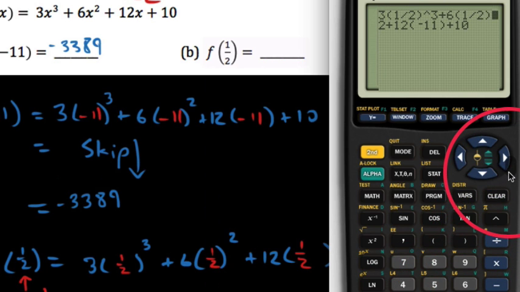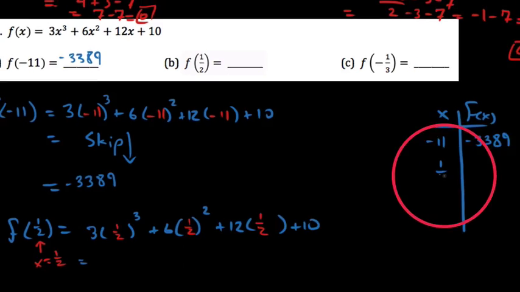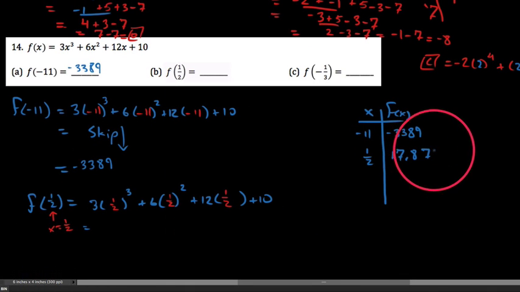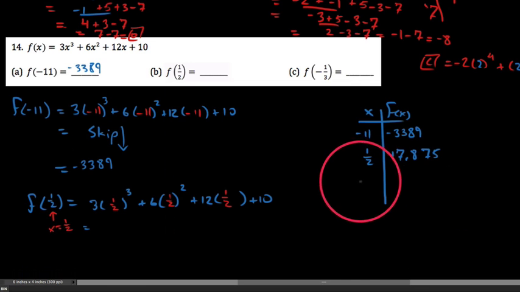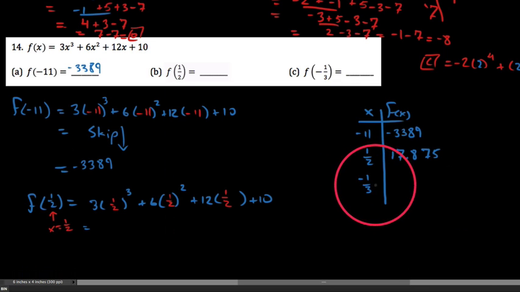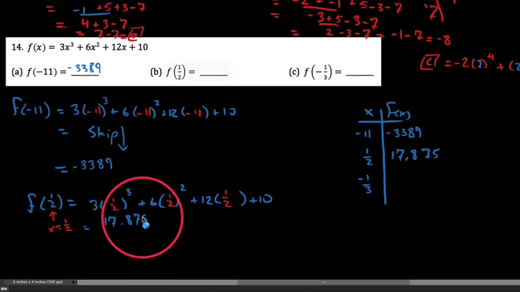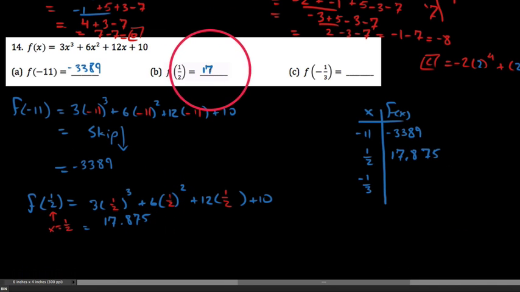So I'm going to go through here and I'm going to put a half in for all of my x values. 1 divided by 2, and hit enter, get 17.875. So when we go to an x value of a half, we are at a y value of 17.875. That's super awesome. And then for our last one here, we'll do a negative 1/3. So first things first, let me put this in here, 17.875, just plugging it in there.